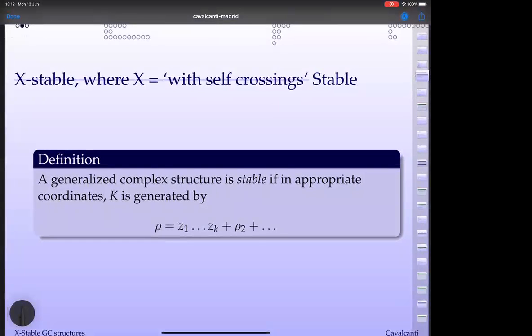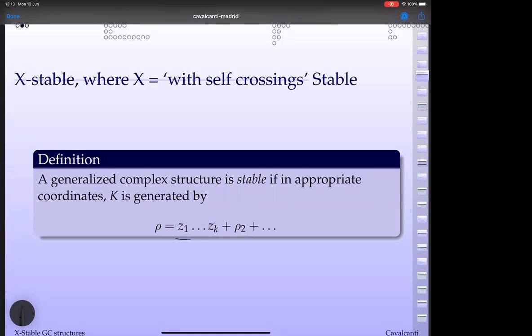But from now on, the word stable means with self-crossings, and that means that if at some point there are no self-crossings and the zero locus of my divisor is actually smooth, I'll call it smooth. Okay. And for me, a generalized complex structure is stable if in appropriate coordinates it has this form.